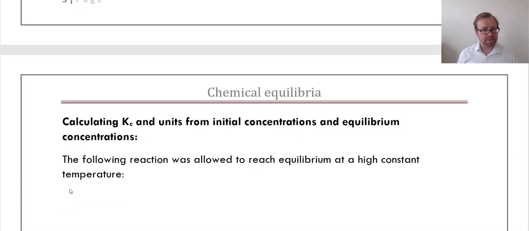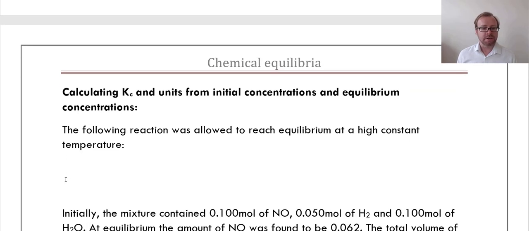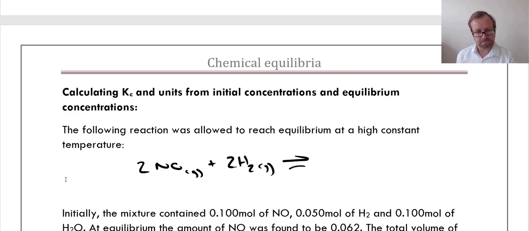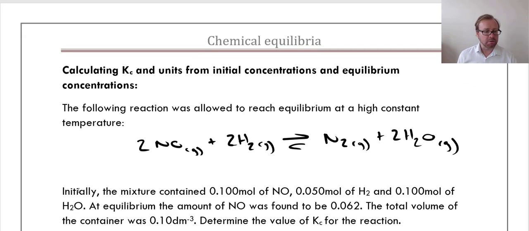Okay, so calculating Kc in units from initial concentrations and equilibrium concentrations. We've got a further step in this one. It's not that much more difficult, but there is a further step that you need to do at the start. The following reaction was allowed to reach equilibrium at a high constant temperature. So here is my reversible reaction, and I'll quickly read through the question.